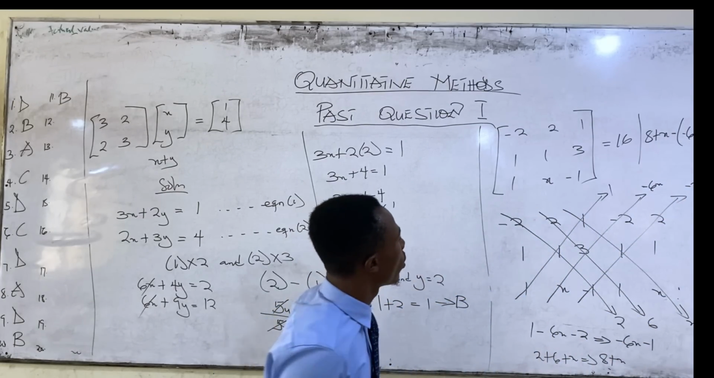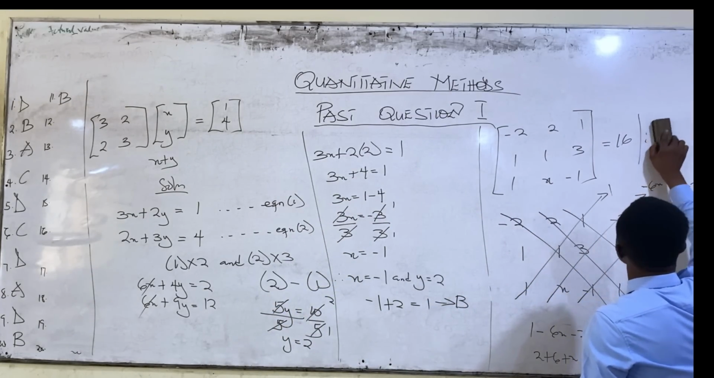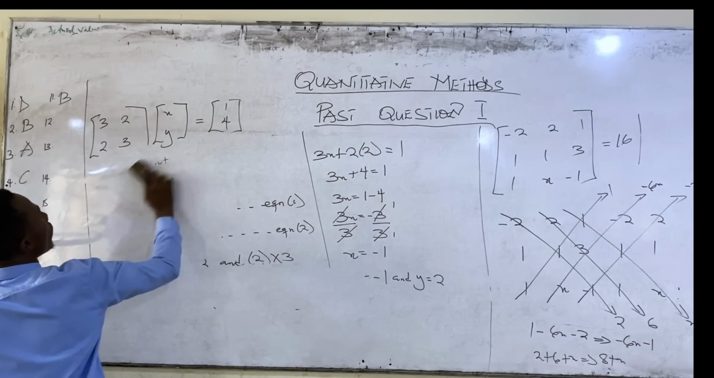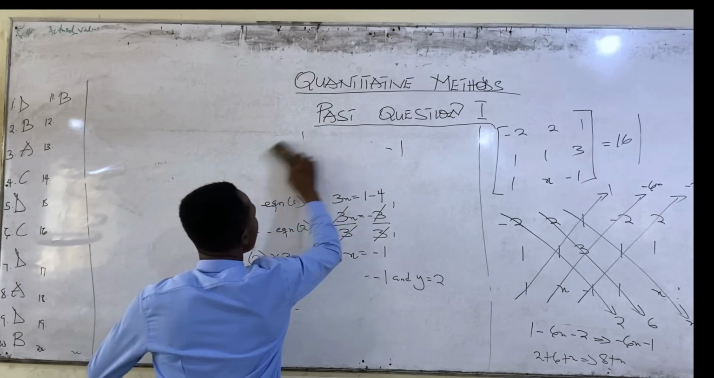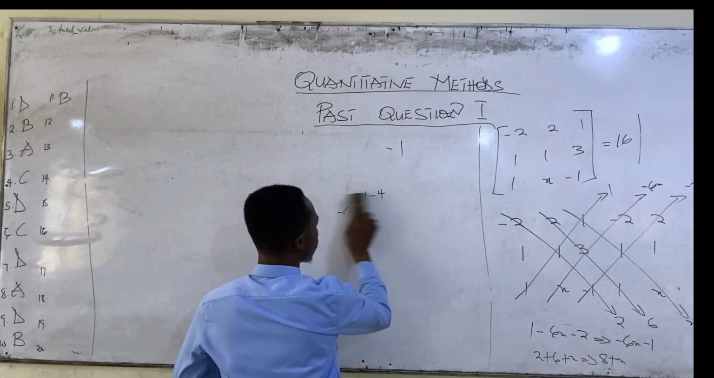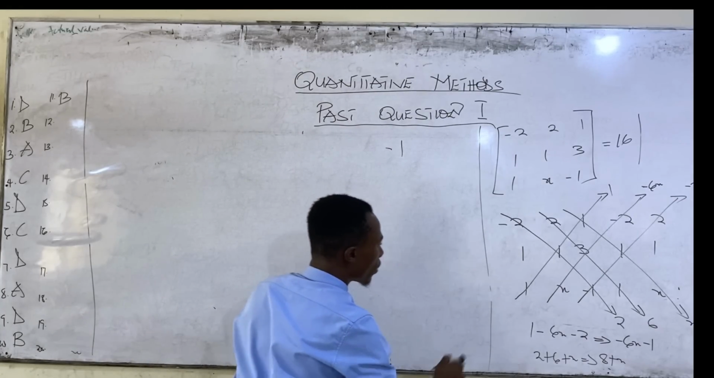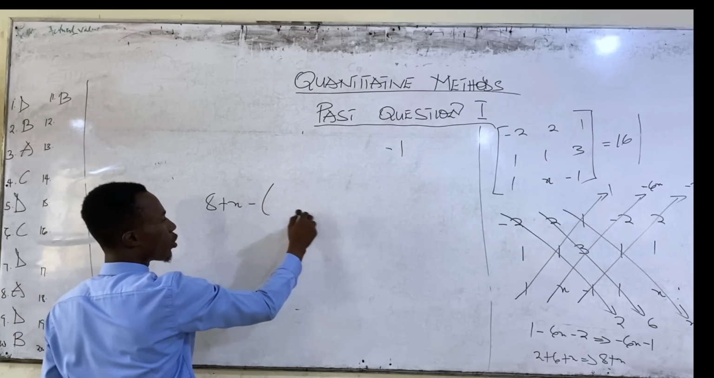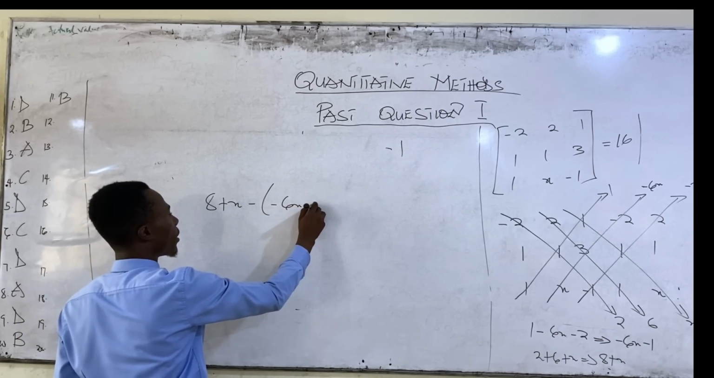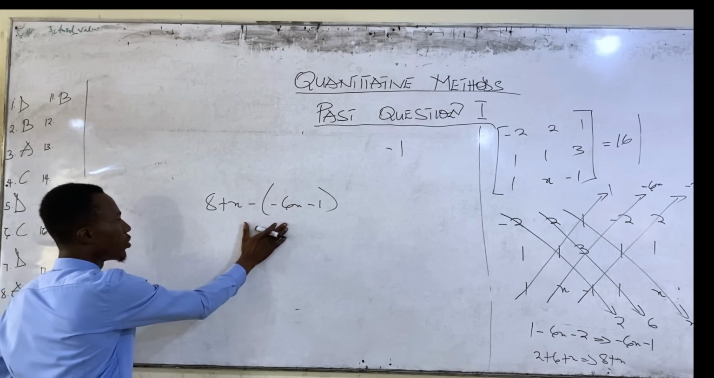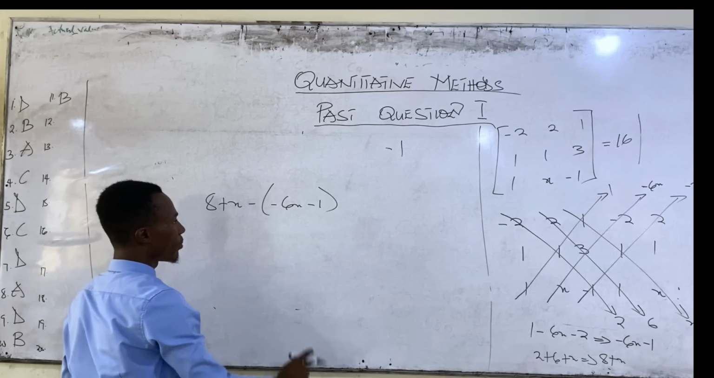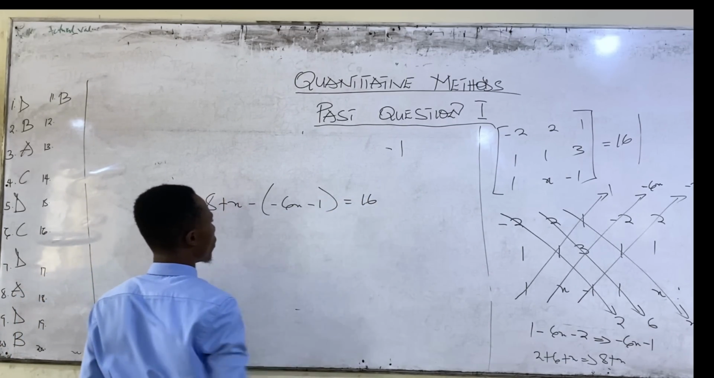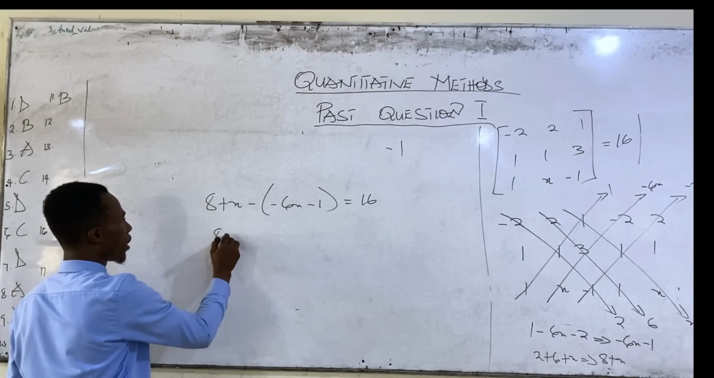Let me clean it before you get confused. Let me rewrite it somewhere. So we have the down one first, 8 plus x, then minus the top one, negative 6x minus 1. Now when you get to this stage, you are done. Do you get it? But because we have x and there was an equal sign, which is 16, you are just going to solve it as a linear equation.